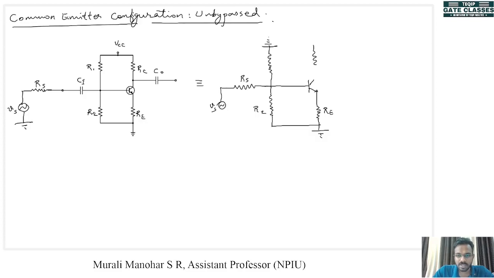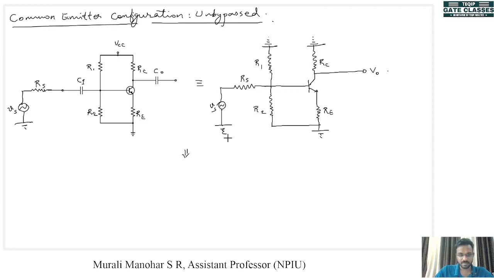Then there is RC, again connected to the ground. We are assuming that load is open. So here we have our output. So Ci and Co offer zero reactance to this particular frequency, and they can be considered as short circuits. So our circuit has become like this. Now we can draw the equivalent circuit. So it is drawn here.